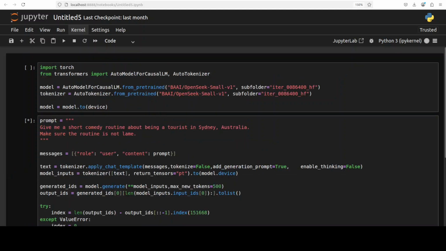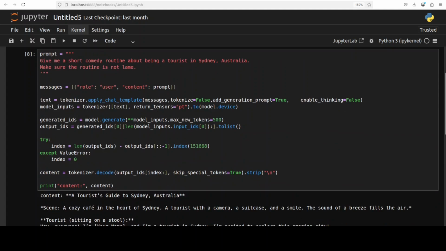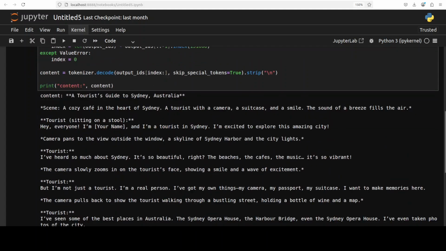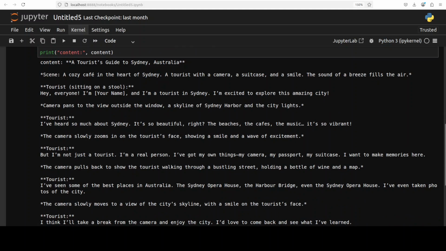Okay, let's check out another text generation where I'm asking it, give me a short comedy routine about being a tourist in Sydney, Australia. Make sure the routine is not lame, and it has generated it. Okay, so it is talking about a cozy cafe in the heart of Sydney, a tourist with a camera, suitcase and a smile. So it already is trying to be a bit cheery, and it says, "Hey everyone, I'm here and I'm a tourist in Sydney," and all that stuff.